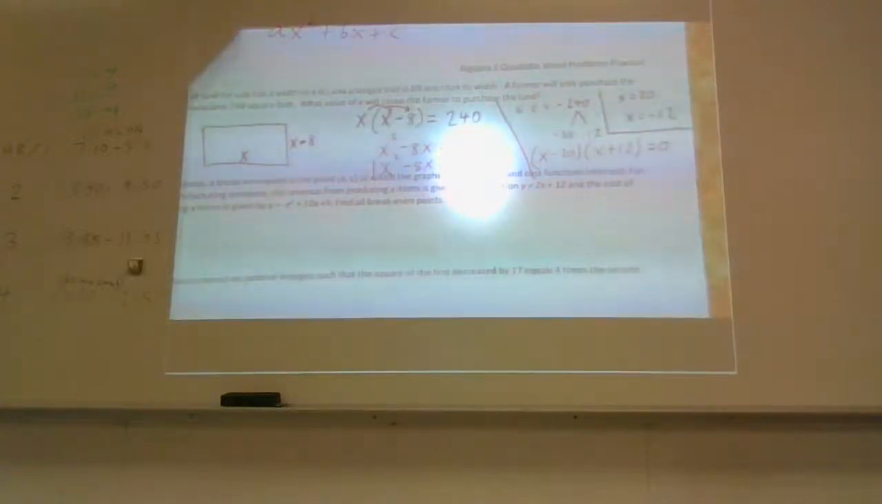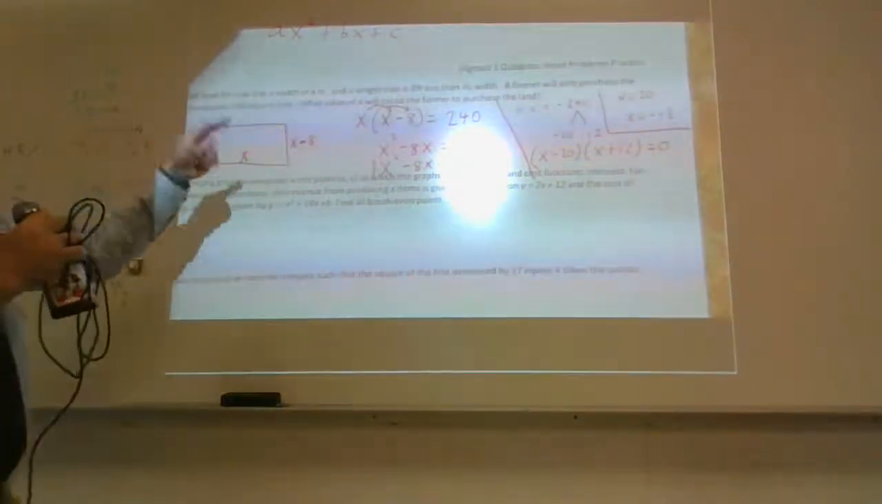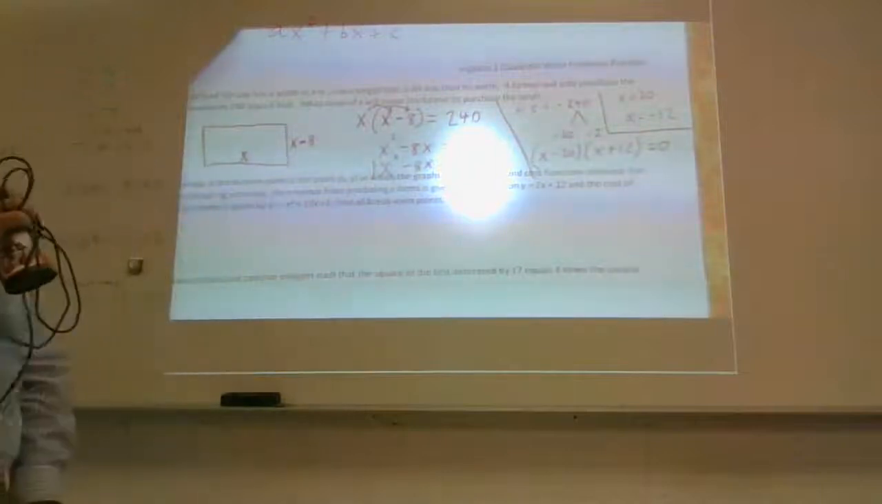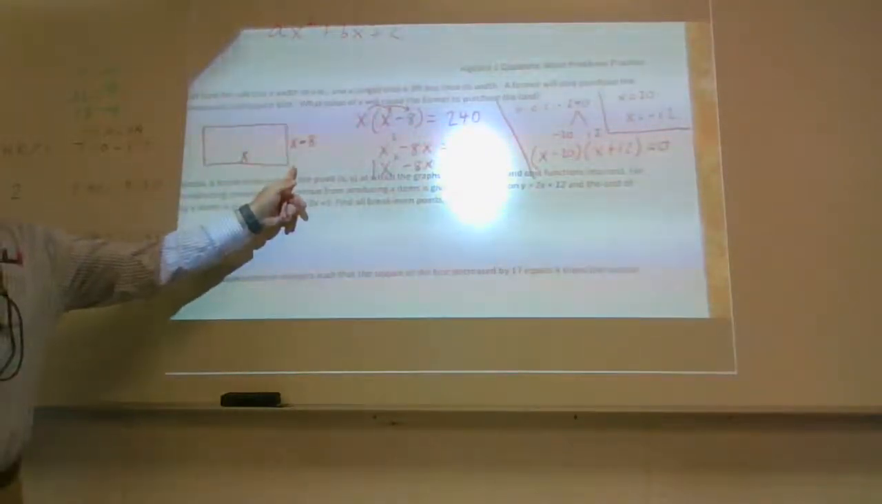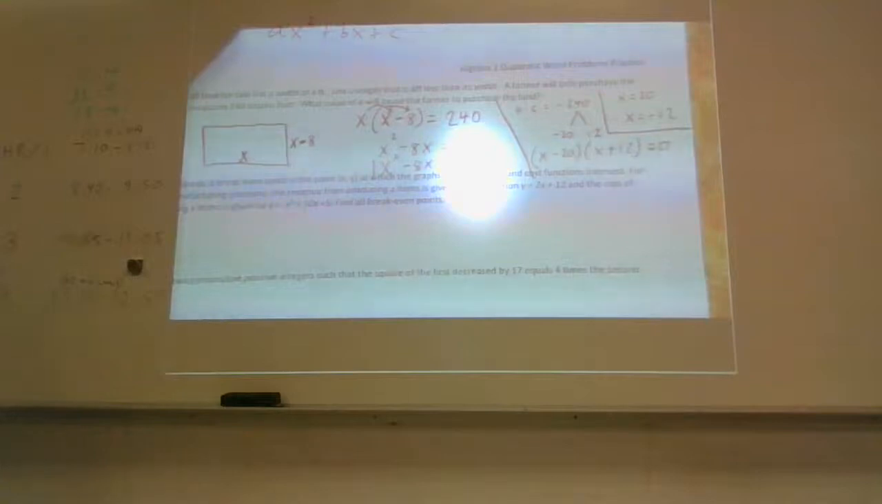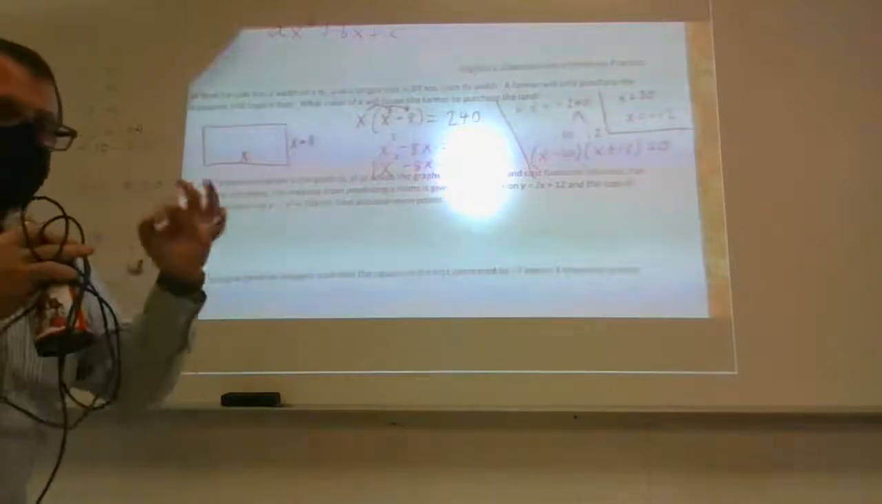Now here's my problem. I got 2 answers, but you got a word problem. You got to put it into the context of the problem. The question is, what value of x will cause the farmer to purchase the land? What answer is the only one that could work? Negative 12? So I could have a negative 12 feet. Exactly. That's what I'm saying. The context of the problem. Because word problems deserve units.